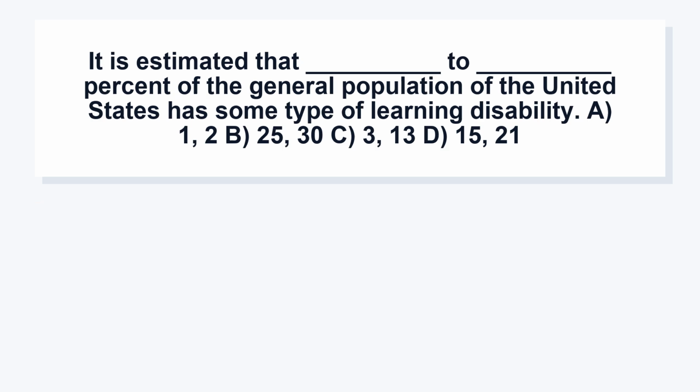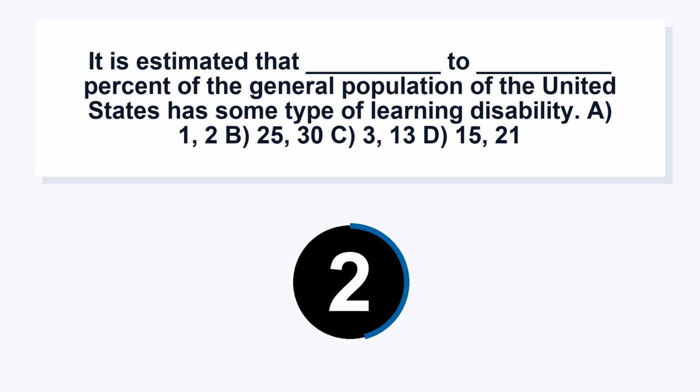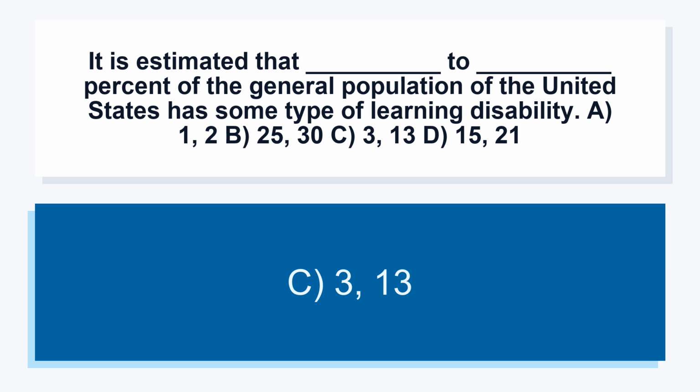It is estimated that blank to blank percent of the general population of the United States has some type of learning disability. A. 1 to 2, B. 25 to 30, C. 3 to 13, D. 15 to 21. C. 3 to 13.